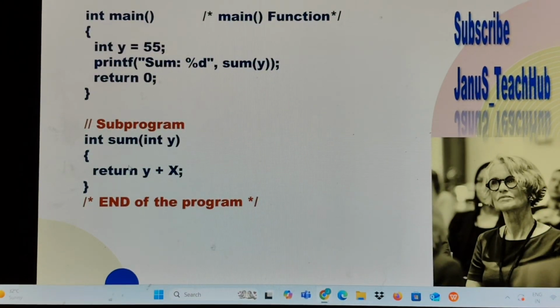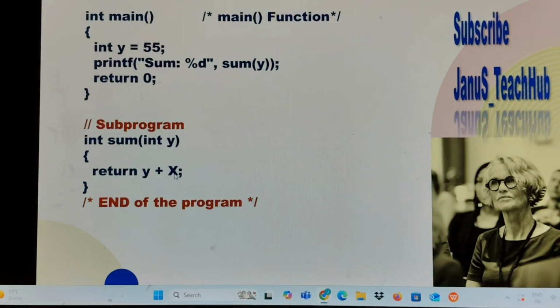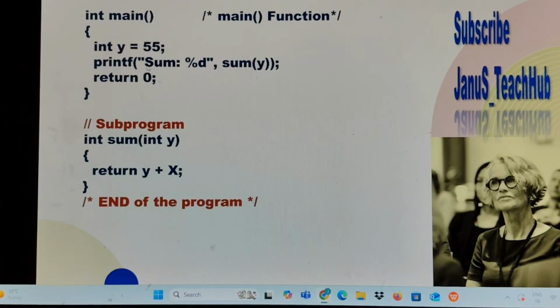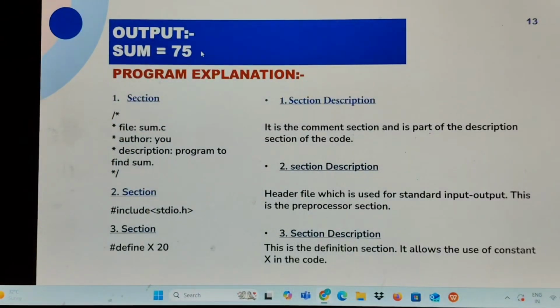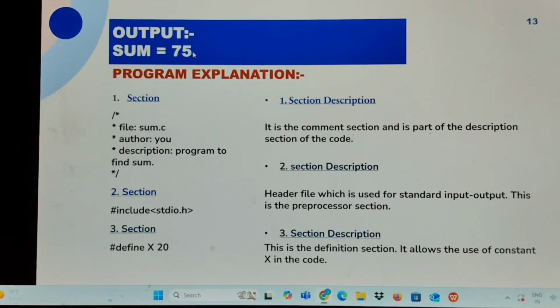When we go to the instructions, it has to return some integer value. So the y value is 55 plus x, which is defined globally as 20. So this 20 value will be assigned here. So 55 plus 20 will be added, and this added value will be returned. This returned value will be assigned in the printf function. So in the output stream, the sum value is displayed as 75. Okay, in the output stream the sum value will be displayed.